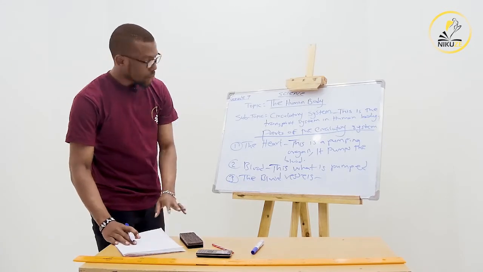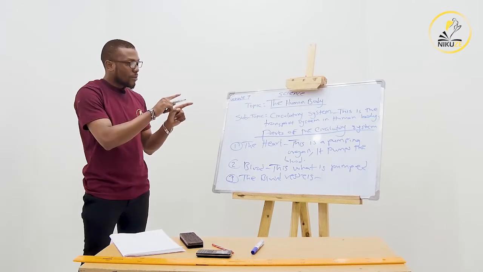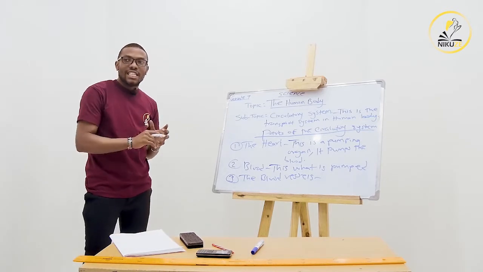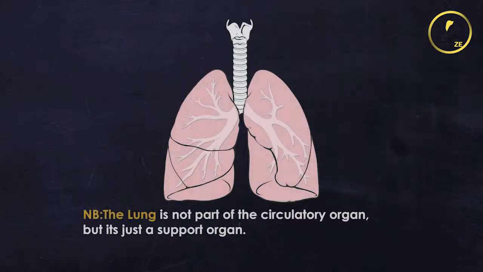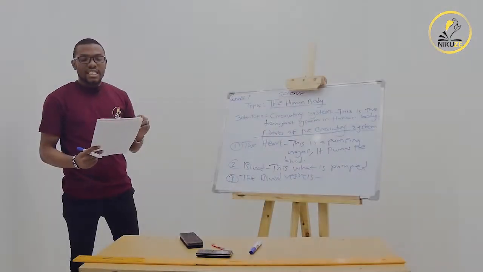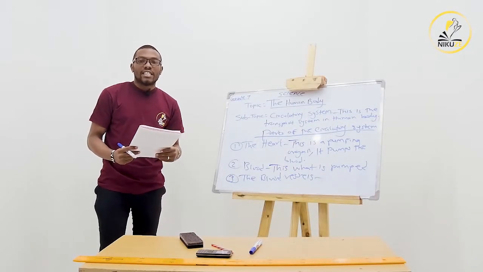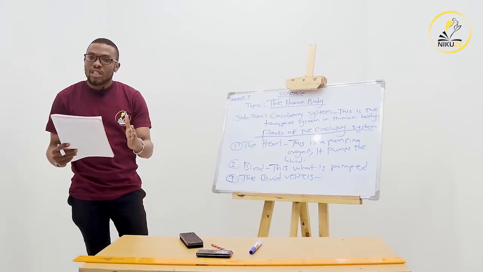But before that, there is another part. It's not part of the circulatory system. It is just a support organ, and that is the lungs. The lungs is not part of the circulatory system. It is just a support organ simply because it is in the lungs where oxygen is added into the blood.